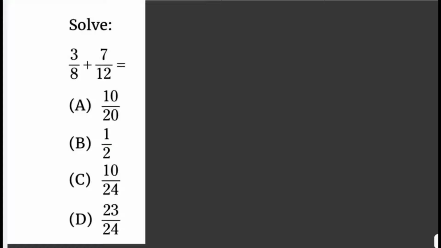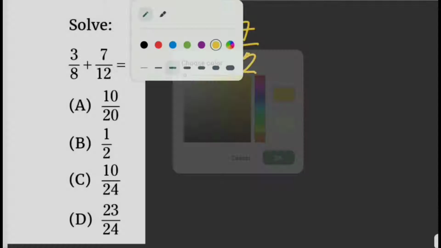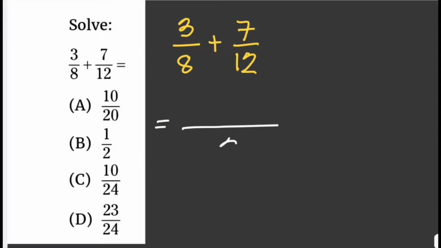Solve 3 over 8 plus 7 over 12. So how are we going to add fractions? The first thing we do to add or subtract fractions is to get the least common denominator, or what we call the LCD, which means the smallest number that is divisible by both 8 and 12. The smallest number here would be 24. So our LCD is 24.